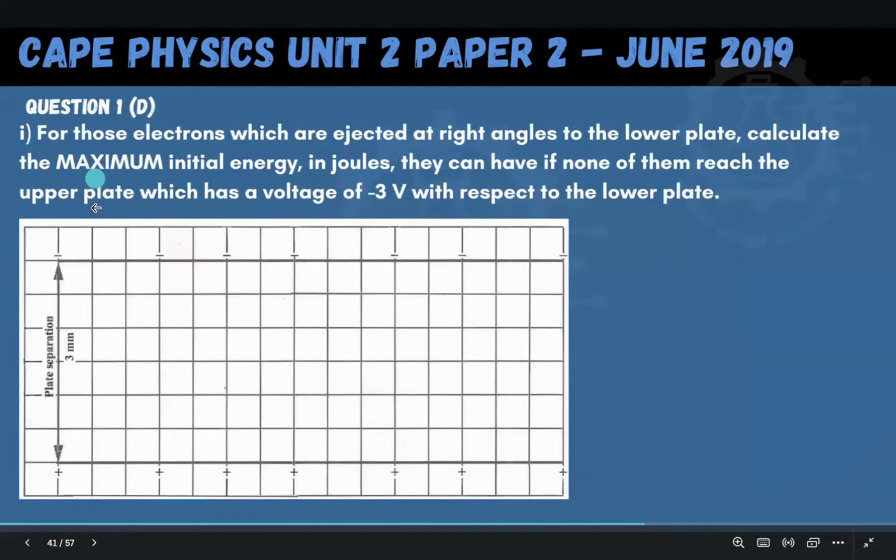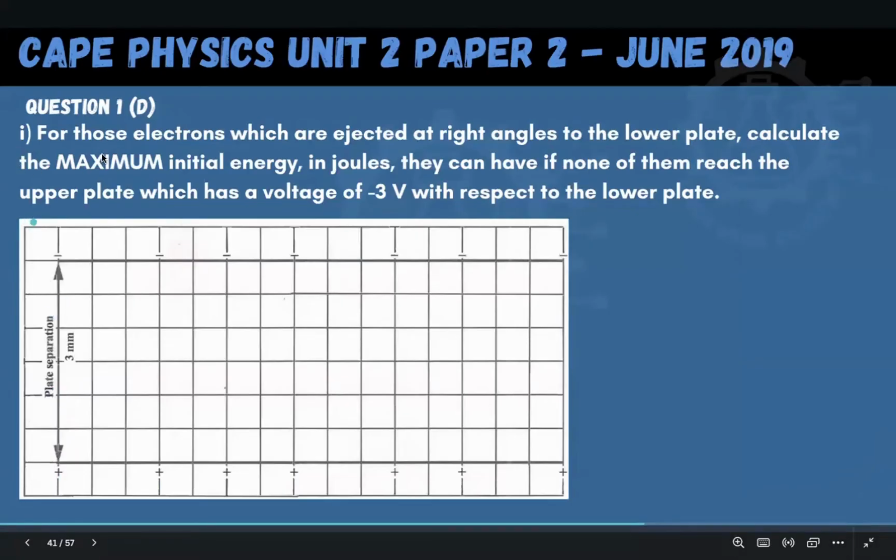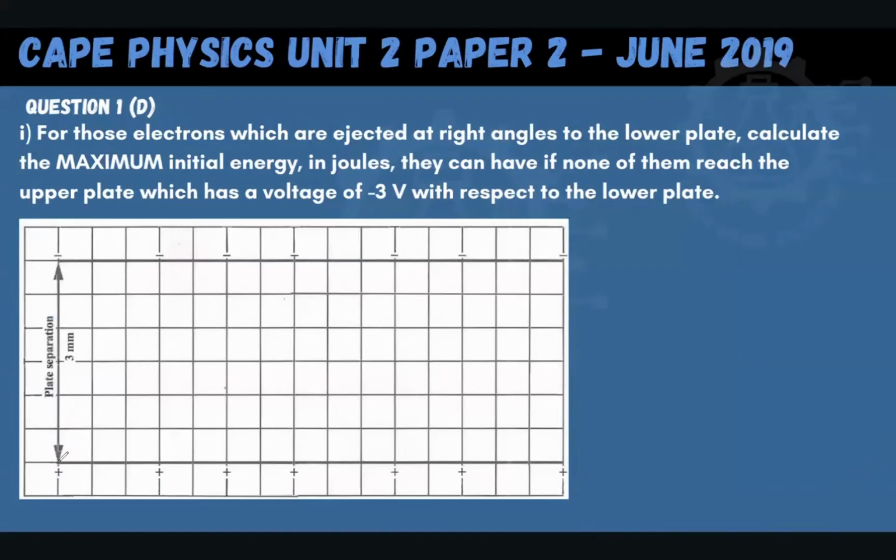So here's the first part. It says, for those electrons which are ejected at right angles to the lower plate, so the ones that are just shooting up, so let's just drop those in. So an electron that's probably like just shooting up here, right? At a 90-degree angle, right angle to the lower plate. So for those ones, they want us to calculate the maximum initial energy in joules that they can have if none of them are able to reach the upper plate, which has a voltage of -3 volts with respect to the lower plate. So there's a lot to unpack here, right?